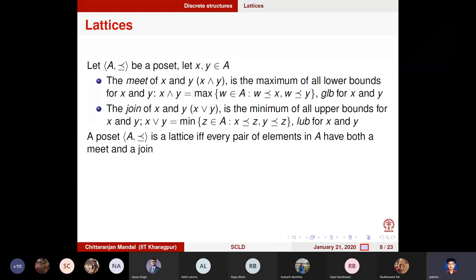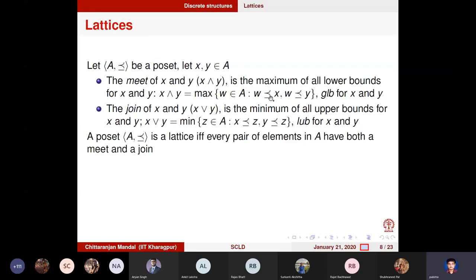Let's call it W. So W over the entire poset, such that W belongs to the lower bound of X and W also belongs to the lower bound of Y. X is greater than W, Y is greater than W. So this is the maximum over the lower bound of X and lower bound of Y. That is called the greatest lower bound or the meet. Sometimes also called the product of X and Y.